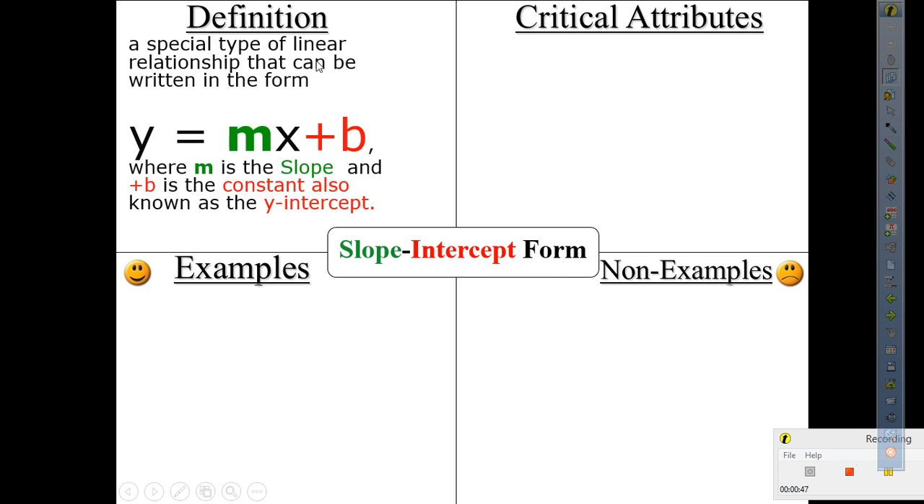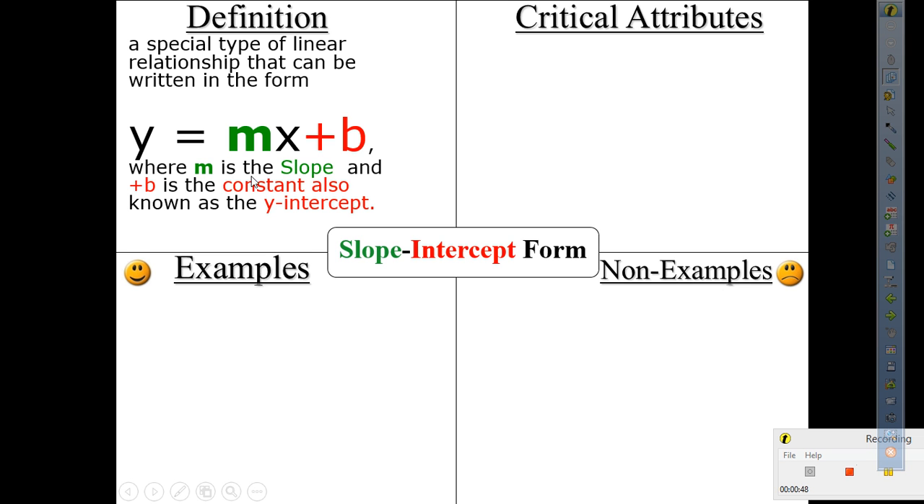Slope-intercept form is a special type of linear relationship that can be written in the form y equals mx plus b. Y equals mx plus b. Slope-intercept form, y equals mx plus b. Slope-intercept form, tell your neighbor.